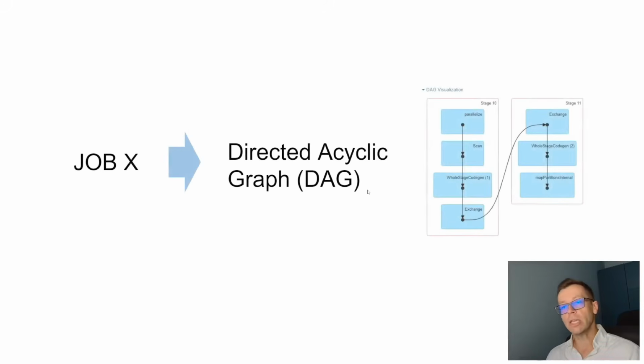And now, each job is represented by something called a directed acyclic graph. In short, DAG. And it's called like that because it goes in only one direction. In this case on the right, we have a very simple example of a DAG with two stages. Stage number 10, then the data shuffling is happening, and stage number 11. We even have here information that the exchange is happening, so this is also information for us that data shuffling is happening over here.